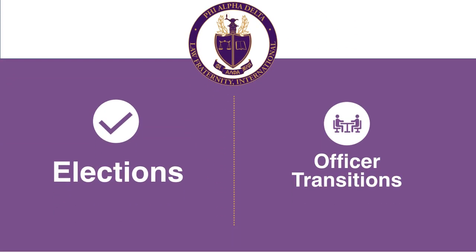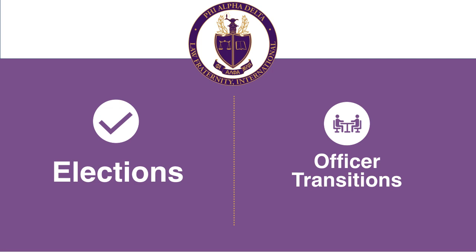There are two main parts of the PAD election process: the voting itself and the transition between the outgoing and incoming officers. The transition process is very important because it sets up the new board to plan for the upcoming year and ensures nothing gets lost during the change between boards. We'll talk about transitions later, but first, let's talk about setting up the elections themselves.